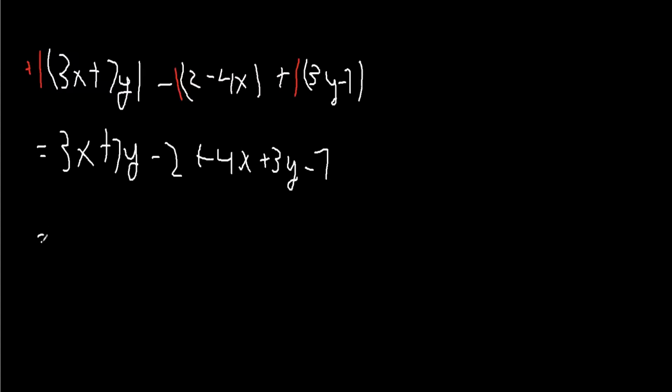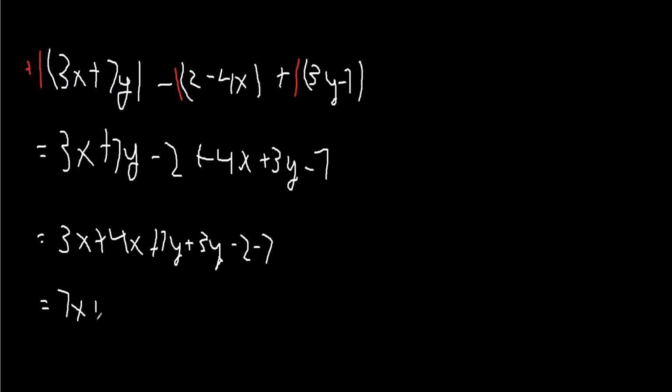So now we can collect our like terms. If we look at our terms with x, we have 3x and 4x here, so that's plus 4x. And 7y and 3y, and negative 2 and negative 7. That gives us 7x plus 10y minus 9.